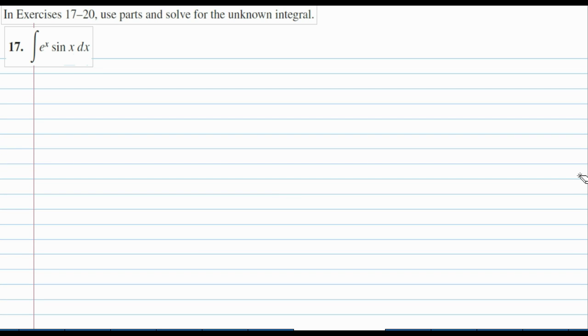Now try problem number 17, which says use parts and solve for the unknown integral. And they meant integration by parts. So, the antiderivative of e to the x sine of x dx. Very similar to the example.